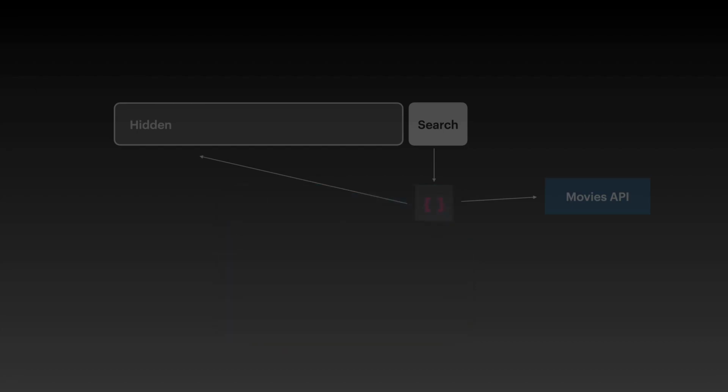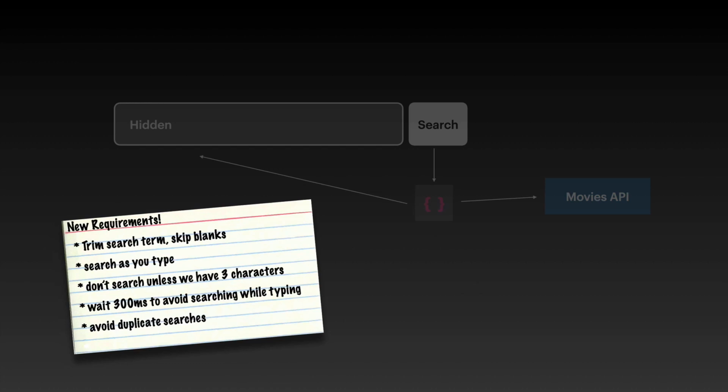And so we ship this and we end up getting some new requirements. So first thing is we need to trim the search term and avoid searching for blanks. So we need to trim any kind of white space around the word. And this is actually pretty common in iOS development. When somebody's using the iOS keyboard, a lot of times it will end up adding a space onto the end of a word if they use autocomplete. So we need to trim all that stuff out.